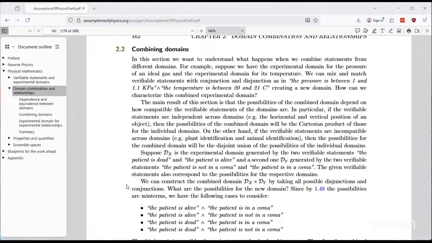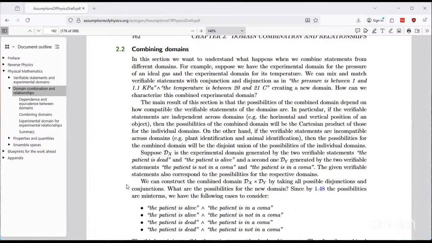In this section, I want to understand what happens when we combine statements from different domains. For example, suppose we have the experimental domain for the pressure of an ideal gas and the experimental domain for its temperature. We can mix and match verifiable statements with conjunction and disjunction, as in the pressure is between 1 and 1.1 kilopascal, and the temperature is between 20 and 21 Celsius, creating a new domain. How can we characterize this combined experimental domain?